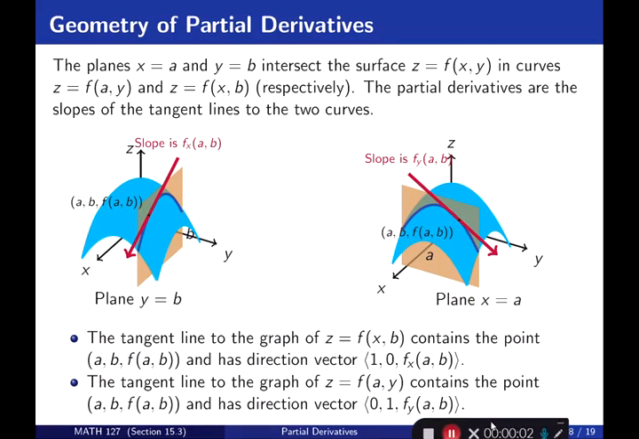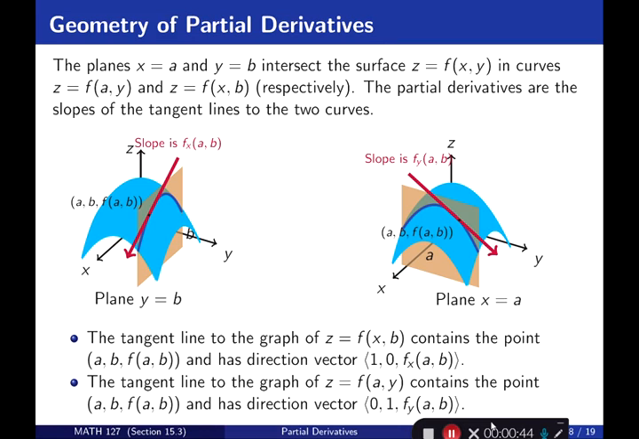We're continuing section 15.3, geometry of partial derivatives. The discussion we had so far is that the planes x equal to a and y equal to b intersect the surface z equal to f of x and y, that's the graph of the function, and give the curves z equal to f of a and y and z equal to f of x and b respectively. The partial derivatives are the slope of the tangent lines to the two curves.